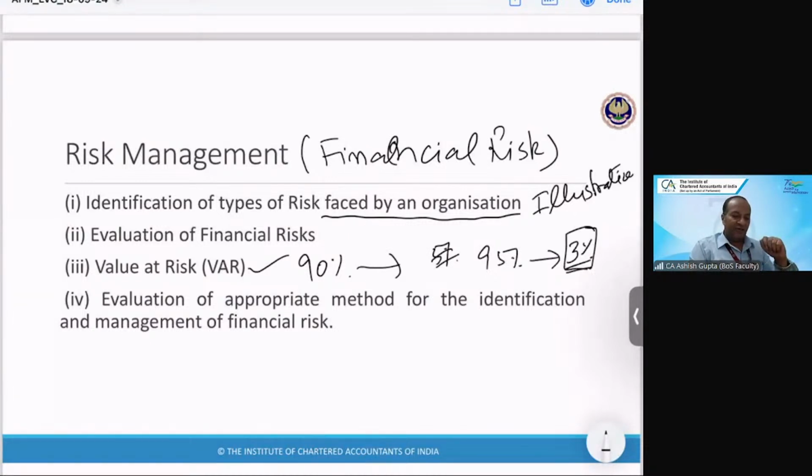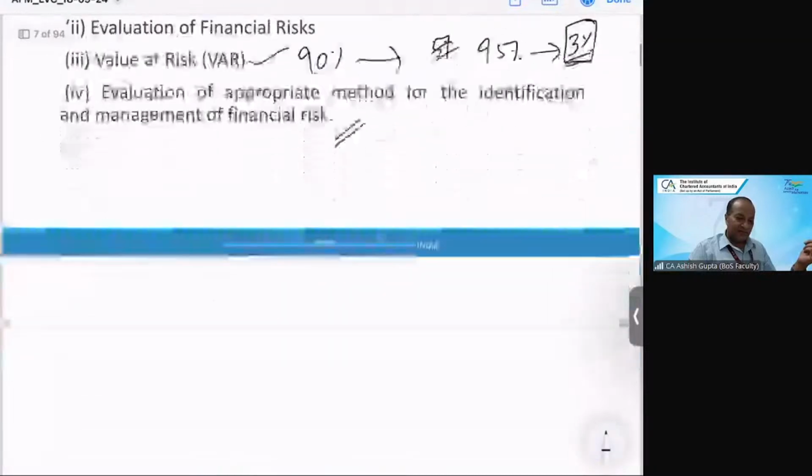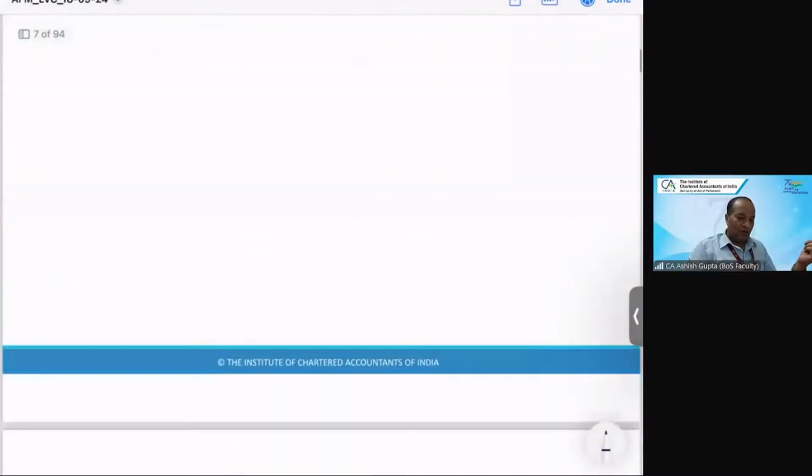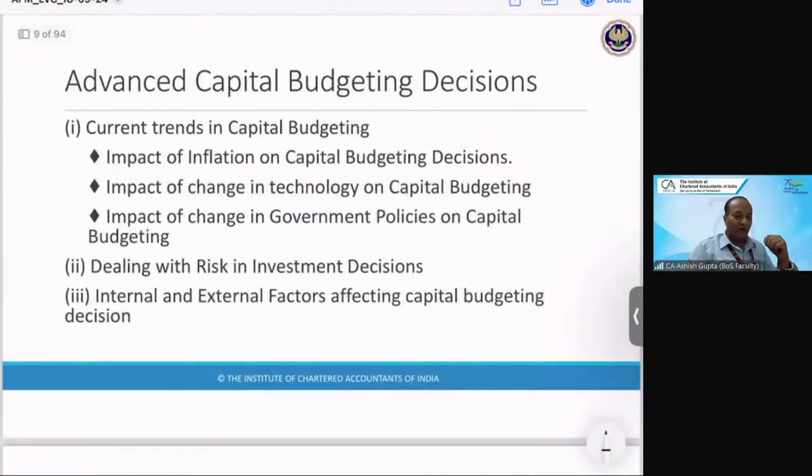Next is evaluation of appropriate methods of identification and management of risk. It is a very small description, because we shall cover the discussion later in our studies, when we take many topics like foreign exchange risk management and interest rate risk management. Okay, student, this is a brief about this, and this is also covered under section 1 of the syllabus. Okay, student. Now next we come to another very important topic, capital budgeting decision.